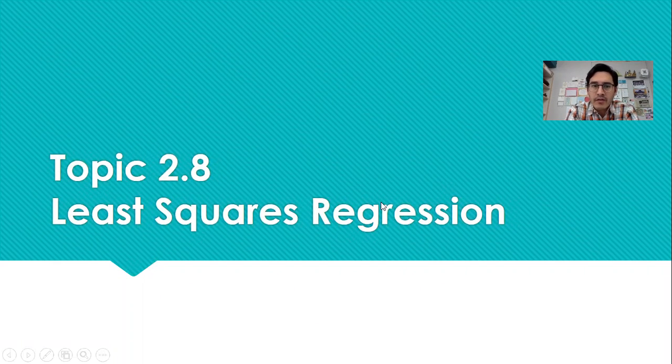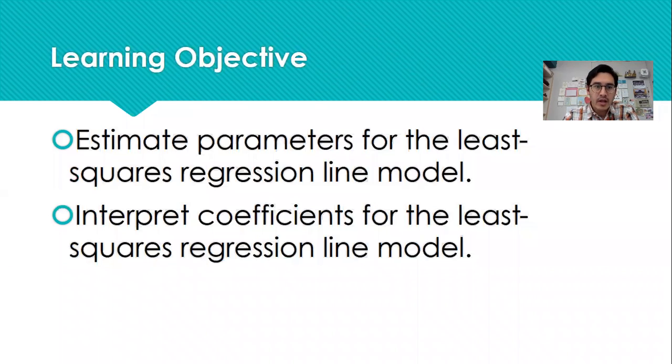Hi, in this video, I'm going to cover topic 2.8, which is the least squares regression. Some learning objectives: we want to estimate parameters for the least squares regression line model. That would be the slope and the intercept of that line. And we want to interpret those coefficients.